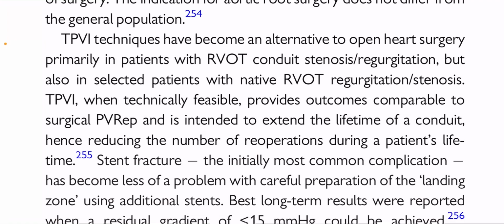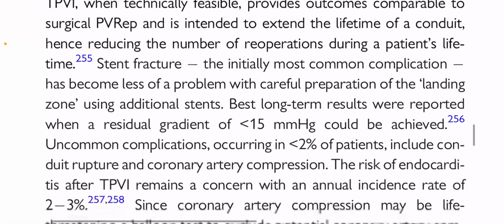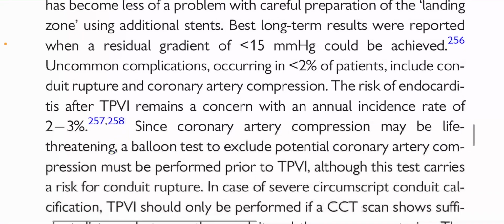Stent fracture, the initially most common complication, has become less of a problem with careful preparation of the landing zone using additional stents. Best long-term results were reported when a residual gradient of less than 15 mmHg could be achieved. Uncommon complications occurring in less than 2% of patients include conduit rupture and coronary artery compression.